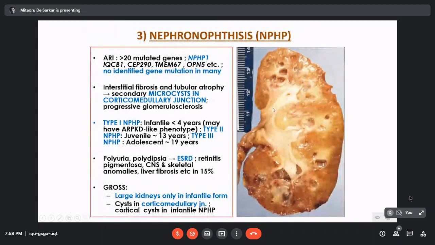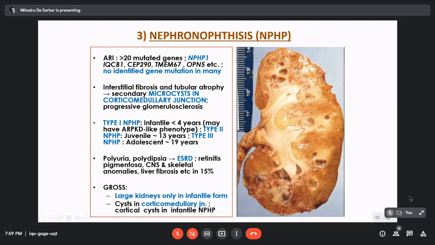Now coming to the third entity, that is nephronophthisis. So basically now we are moving away from the traditional appearance of large, grotesquely enlarged kidneys with multiple cysts throughout. We are actually now talking about kidneys which might be normal or even sometimes smaller in size, and the cystic change will be only a kind of secondary change. Sometimes it might not be seen at all.